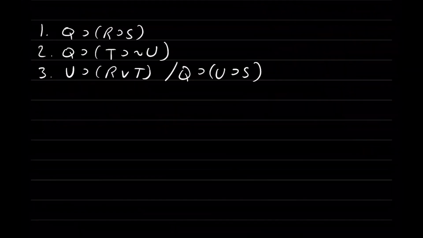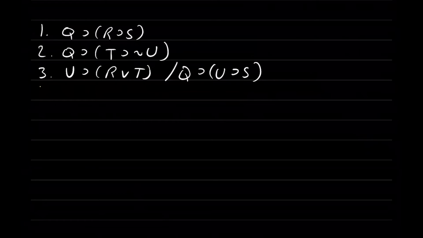Okay. Next argument, we've got three premises. Q implies that R implies S. Q implies that T implies not U. U implies either R or T. And we have the conclusion, Q implies that U implies S. So let's dive in. The conclusion is a conditional.